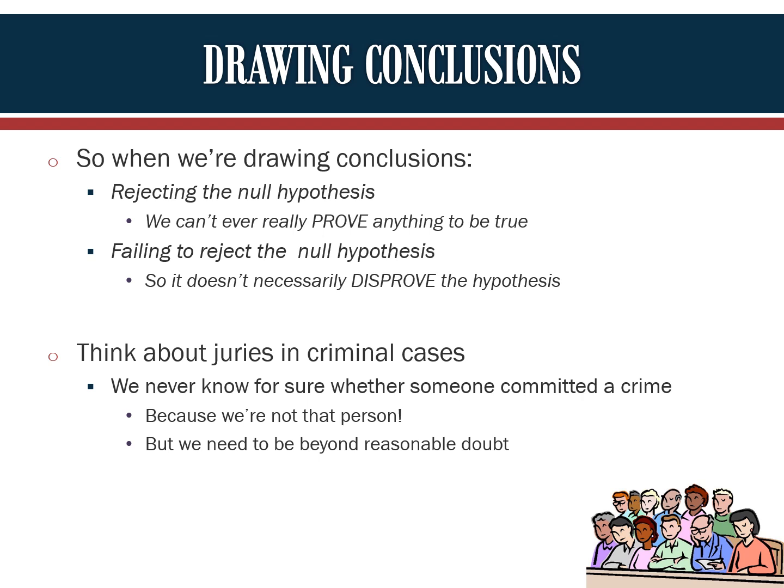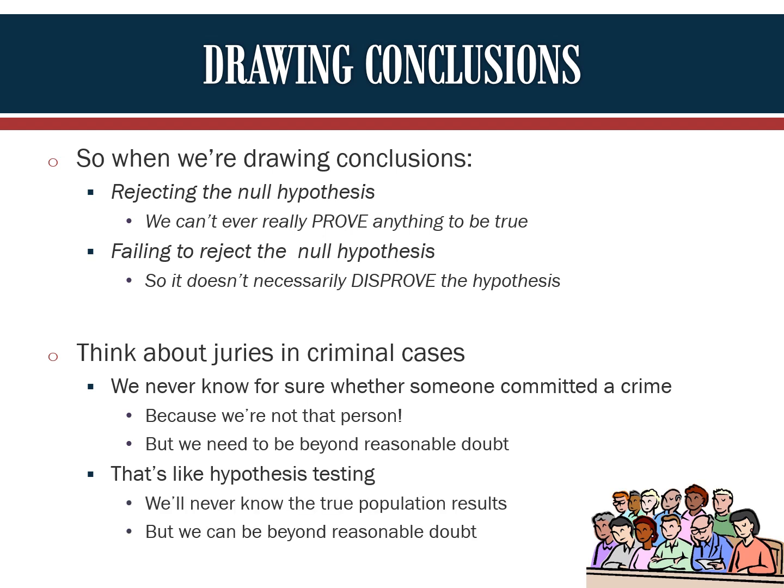That's why jury members don't have to be definitively sure that the person is guilty or not guilty. They need to be beyond reasonable doubt. So there has to be enough evidence that they say, pretty sure this person committed the crime, or pretty sure this person did not commit the crime. They have to be beyond reasonable doubt, but they're never 100% sure. That's the same idea we're doing in hypothesis testing with psych research. We're never going to know the true population results because, like we talked about last week, we could never possibly measure the entire population. It's just impossible. So we're never going to know for sure, but we can be beyond reasonable doubt.